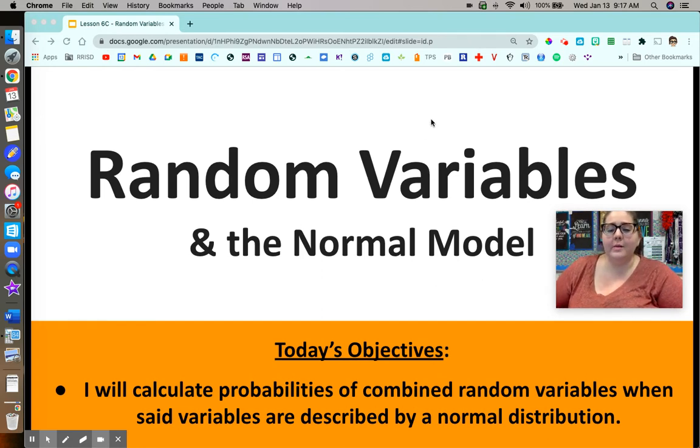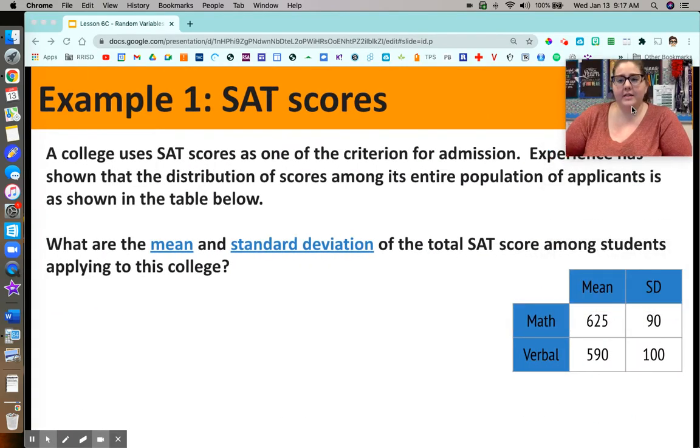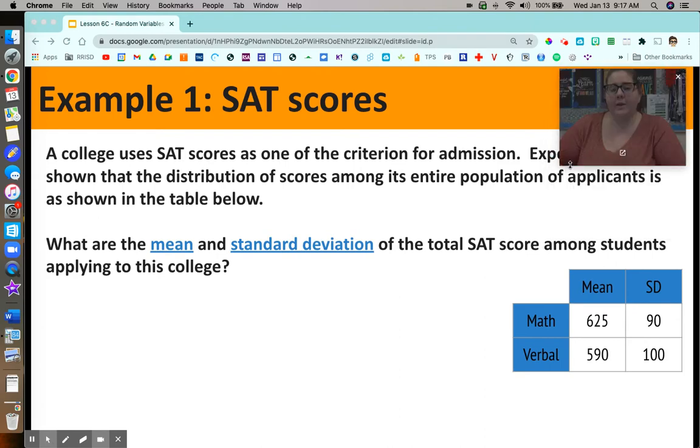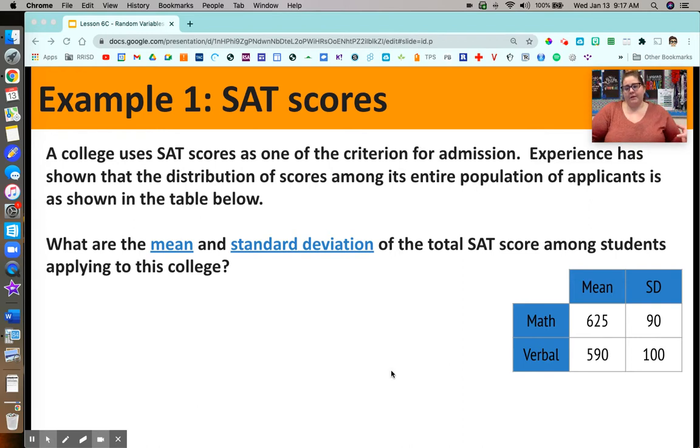Today we're going to look a little bit more closely at how we deal with the normal model when we're talking about this idea of combining random variables. So let's get started. We're just going to go straight into some examples where we are combining random variables, but also doing some stuff with the normal model.